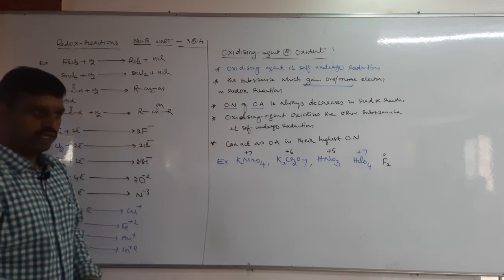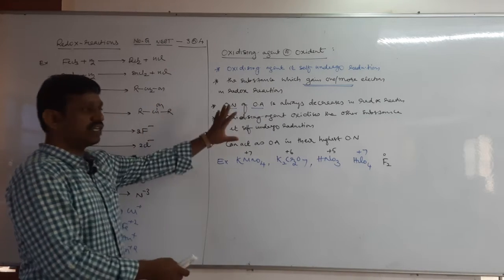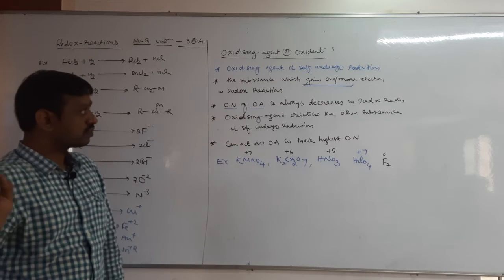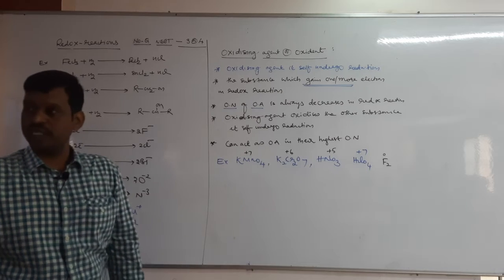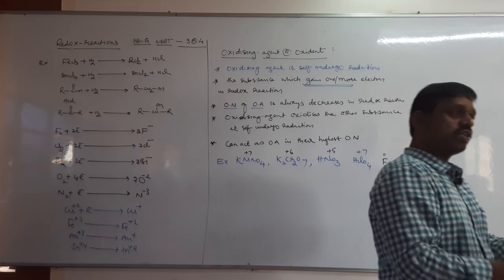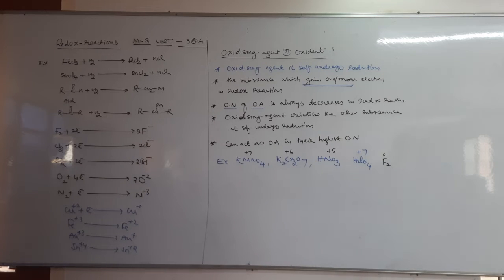Okay, so listen once again. If you understand oxidizing agent, reducing agent is quite opposite. So how to identify an oxidizing agent? First you need to understand what an oxidizing agent is. An oxidizing agent itself undergoes reduction. Since it undergoes reduction, the species which gains one or more electrons in a redox reaction is an oxidizing agent, right?